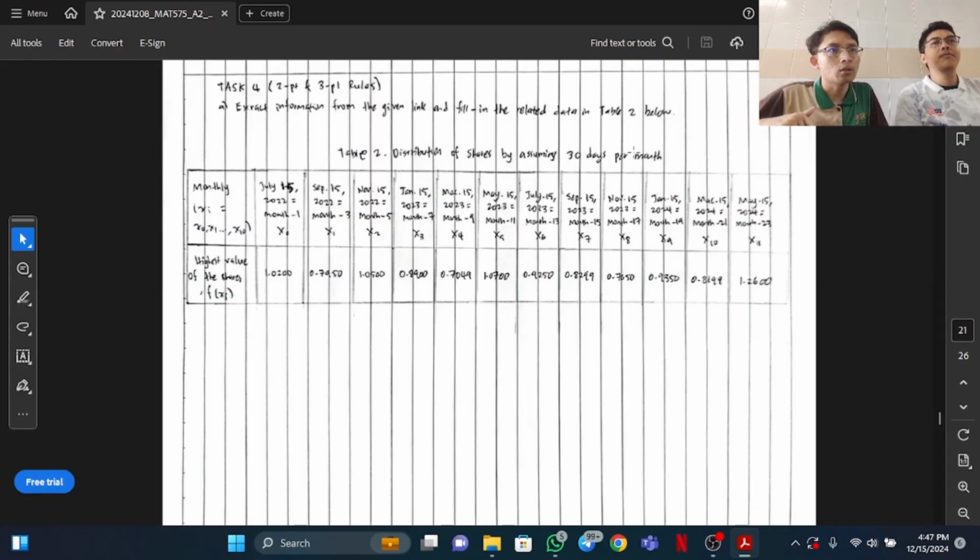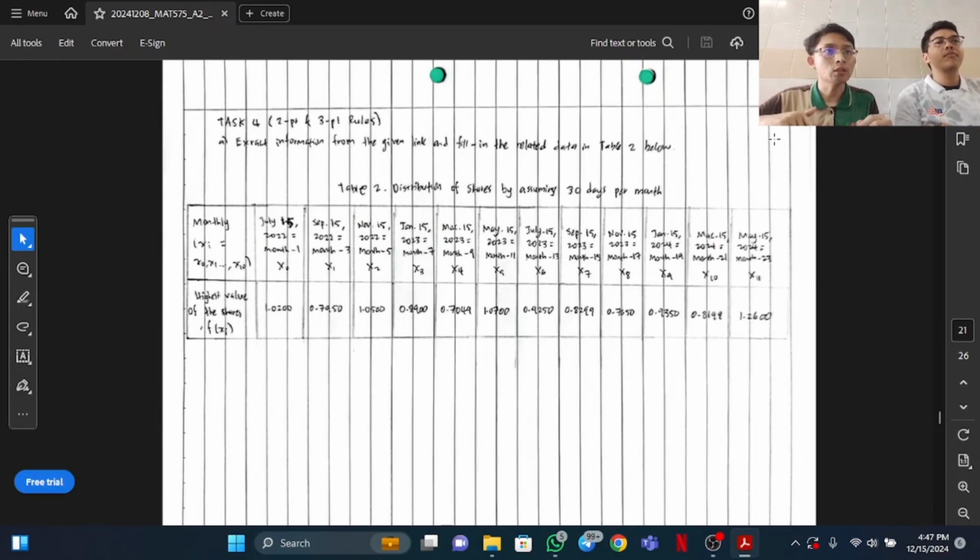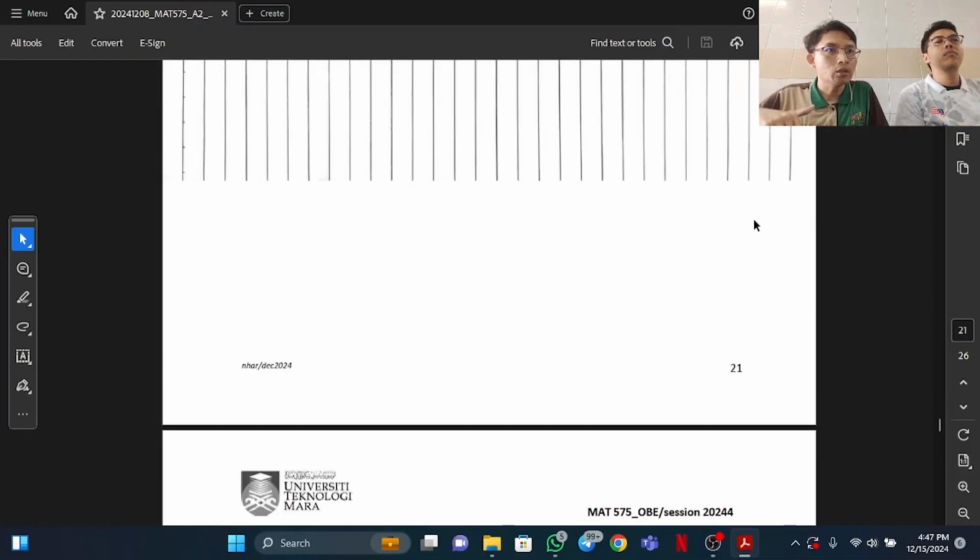Okay. So as we can see, the first question is about extracting the information. The information has been extracted as can be seen from this table. We took from x equal to 0 till x equal to 11, with the month interval of 2. July 15 is month 1, and September 15 is month 3, and it goes on with the step size of 2. So that's the data that we can get.